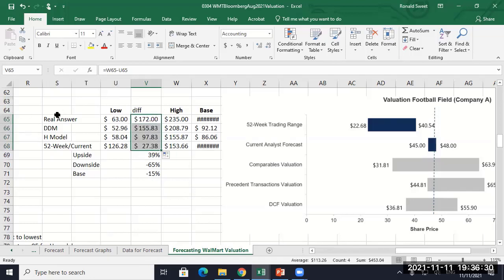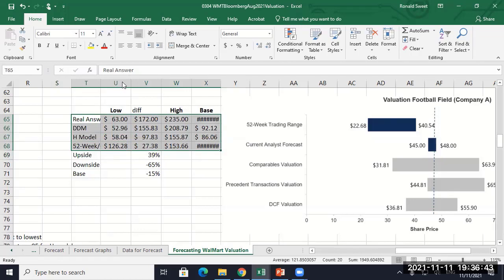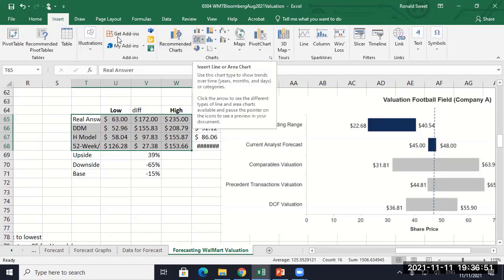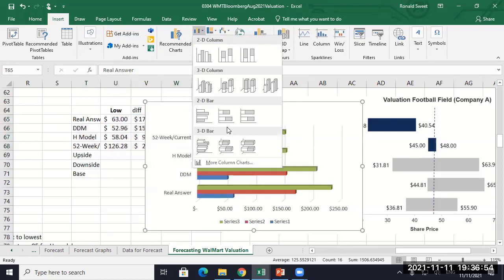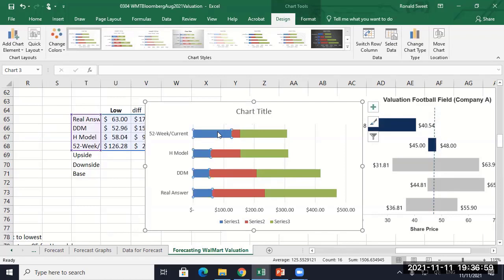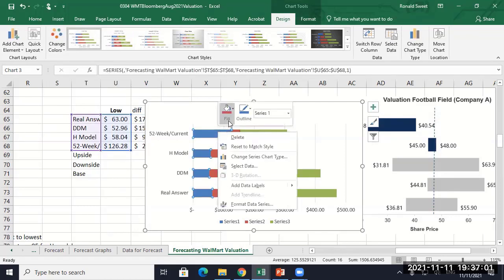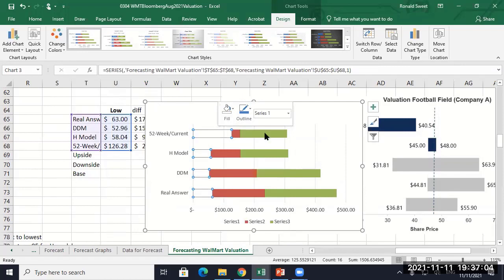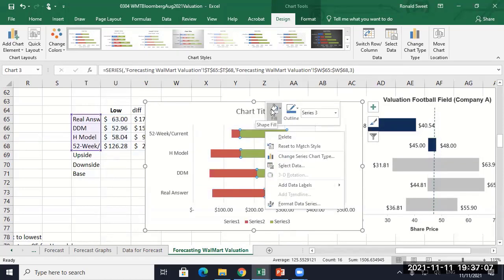Now, let's try. Insert. Oops. Okay. Going to go to bar, you go down here to 2D stacked bar chart. And all we're going to do is take out the left and right sides of these. So you just go to fill, no fill, over here again, no fill.